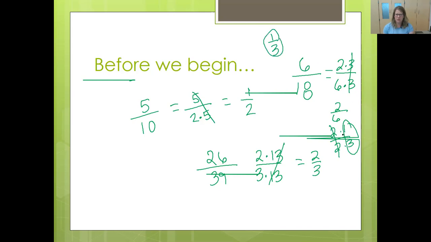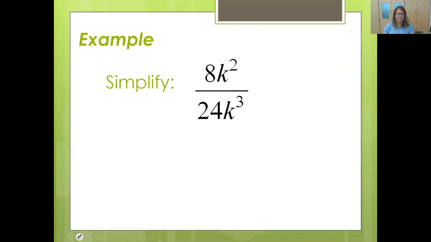But I'm just trying to show those steps and why it simplifies to 1/3, because we're now going to apply that to rational expressions. Okay, so let's give it a try. Here I have 8k squared over 24k to the third. I can look at the number part of this, the 8 over 24, separately first, and then I'll look at the k's in a moment. So 8 is 2 times 4, right?